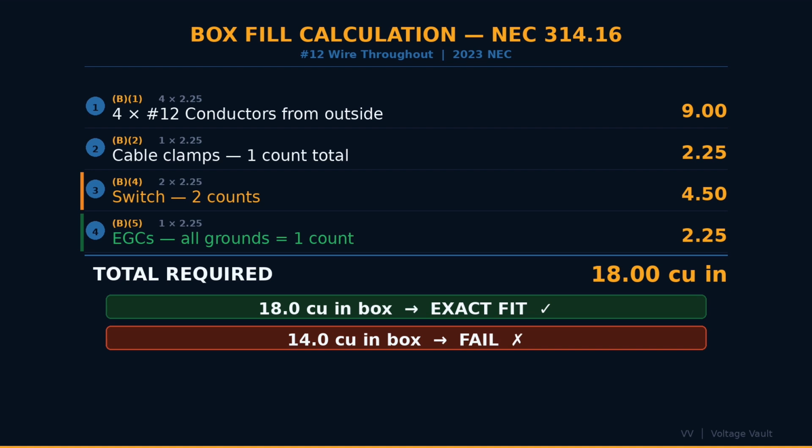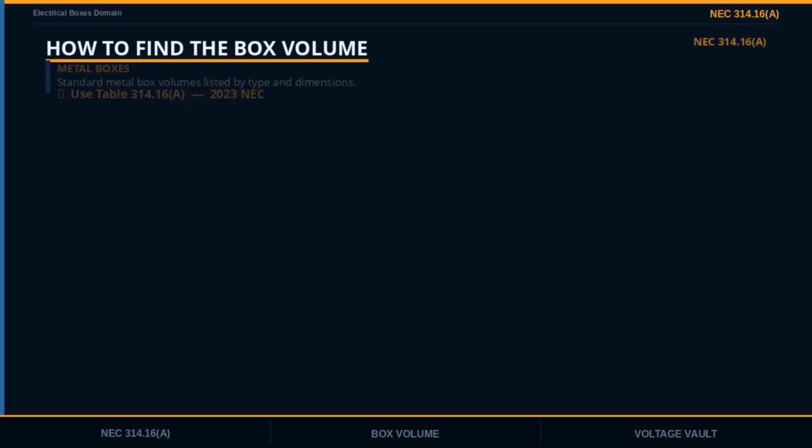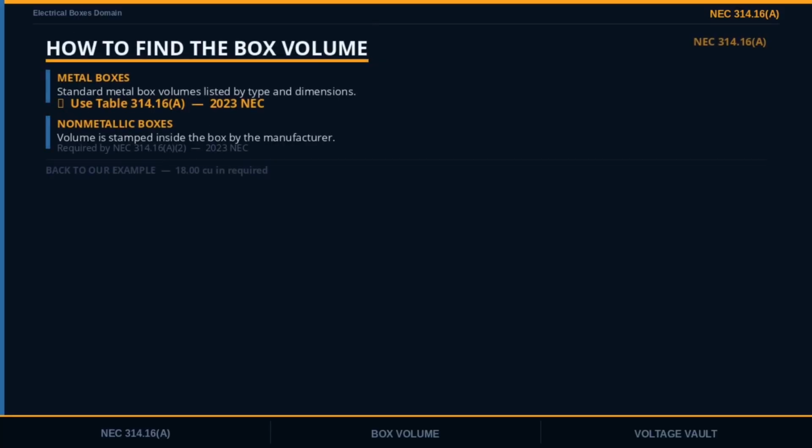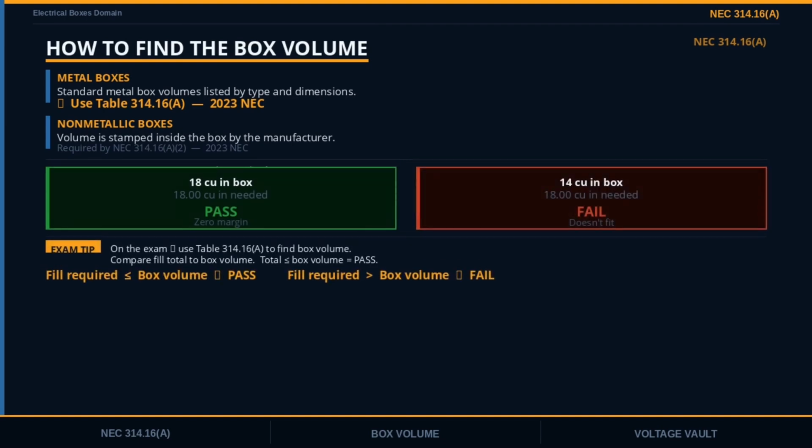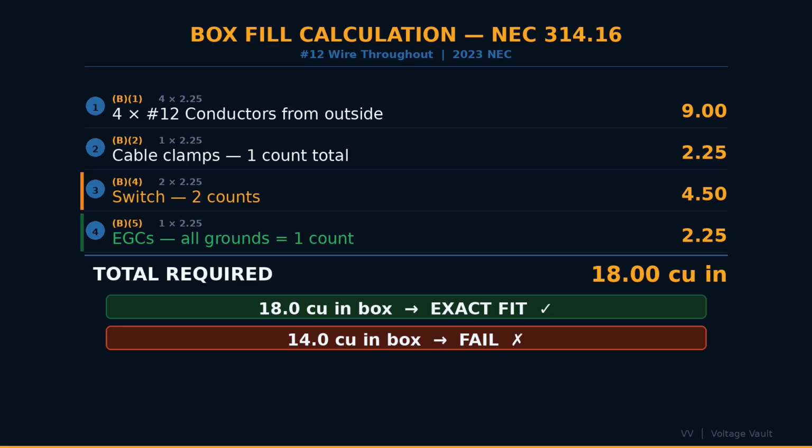You also need to know what the box can hold. For standard metal boxes, Table 314.16(A) lists cubic inch volume by box type and dimensions. For non-metallic boxes, the volume is stamped inside by the manufacturer. That's required by 314.16(A)(2).